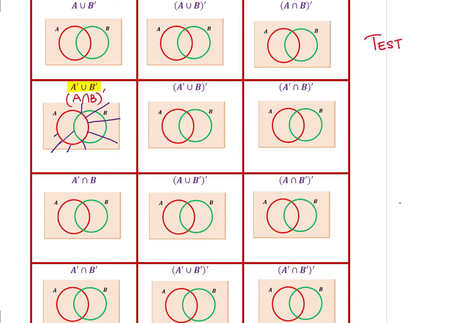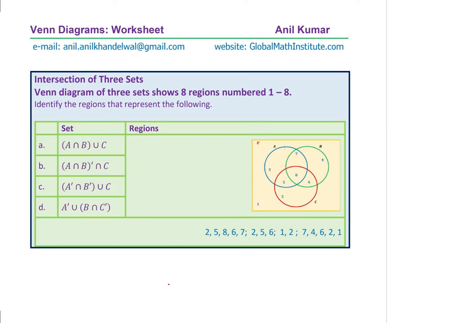So I'm trying to summarize the learnings of our earlier lesson. So not intersection of A and B. That is how you could complete this particular page. Clear? Now let us take examples where there are three events.